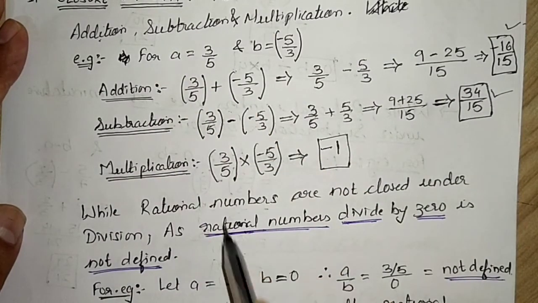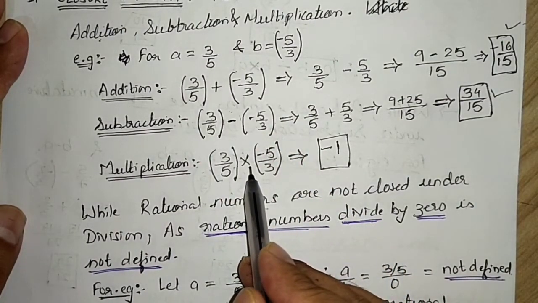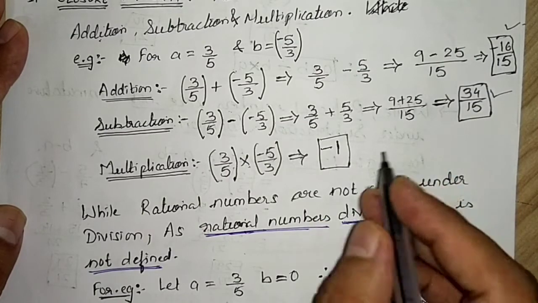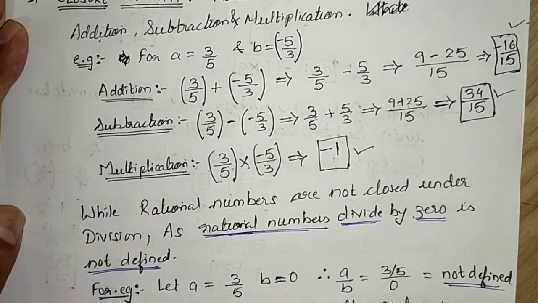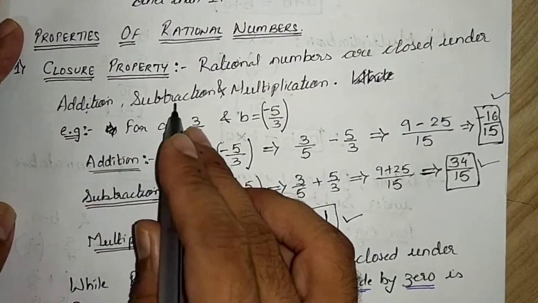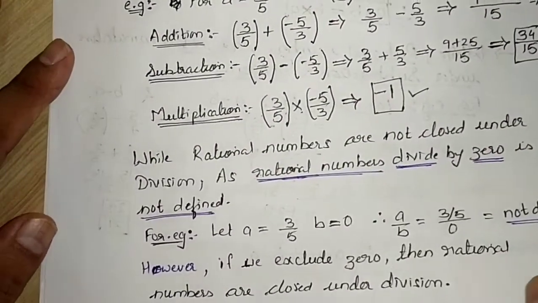And then comes multiplication. Same two numbers I am taking and multiplying both of them. I got the resultant answer as -1, which is again a rational number. So I can say that rational numbers are closed under addition, subtraction and multiplication. Now students, what about division?